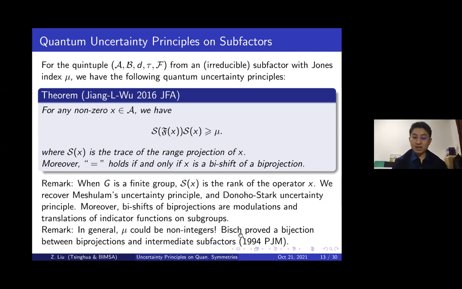In the general setting, Dietmar Bisch showed in 1994 that there is a bijection between biprojections and intermediate subfactors. That's exactly the quantum analog of intermediate subgroups. And here we are using these biprojections. But the bi-shift in the general case is tricky, since we do not have group elements, so even the definition of cosets becomes non-trivial. That's the shift on one side. And since both algebras are non-commutative, the bi-shift becomes very tricky. Considering the order and the different sides, there are actually 8 different kinds of bi-shifts for a given biprojection.